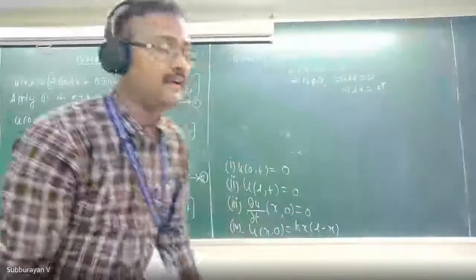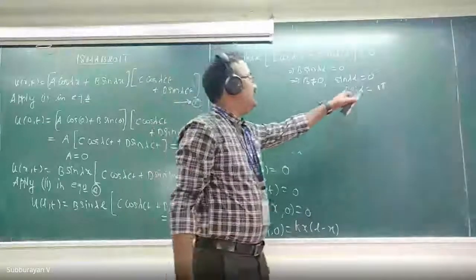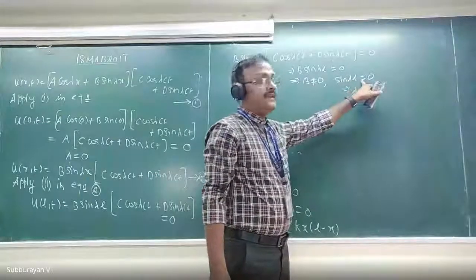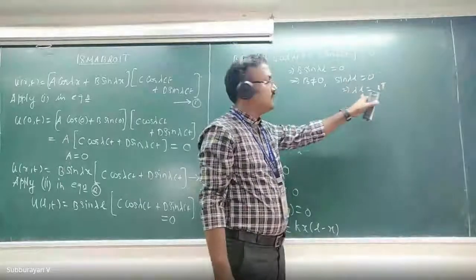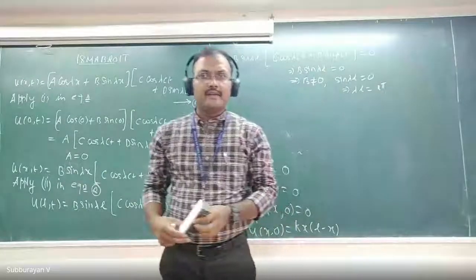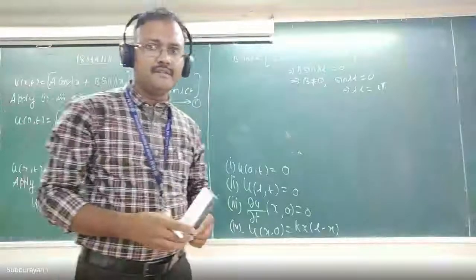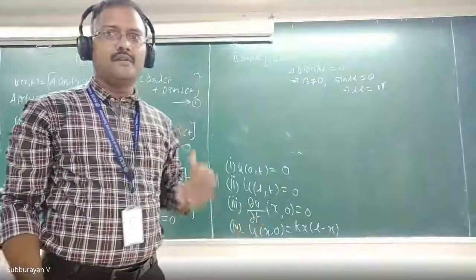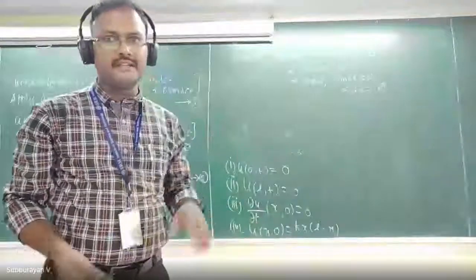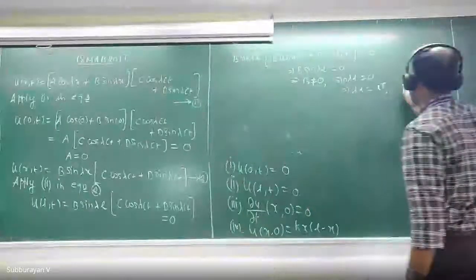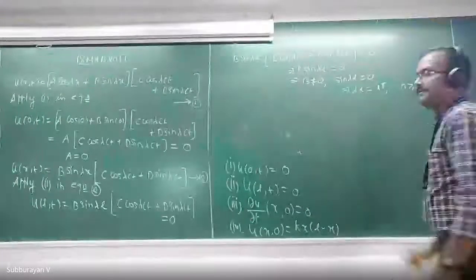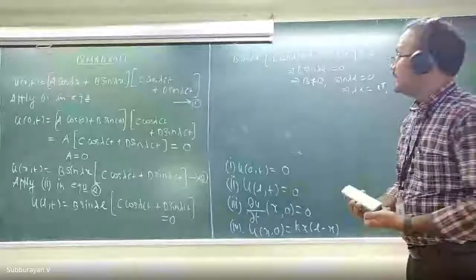Okay, fine. Sine lambda L must be zero here. Therefore, I have chosen lambda L equal to n pi. Why? Sin pi is 0. Then sin 2 pi is also 0. Sin 3 pi is also 0. Therefore, in general, sin n pi equal to 0, for all n greater than or equal to 1.